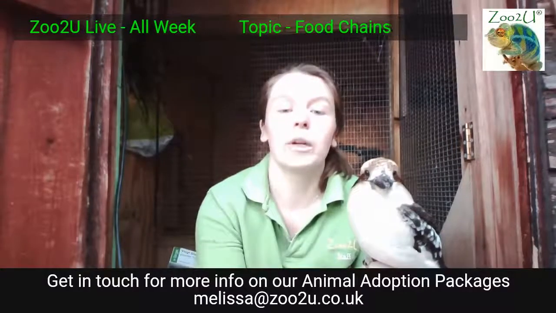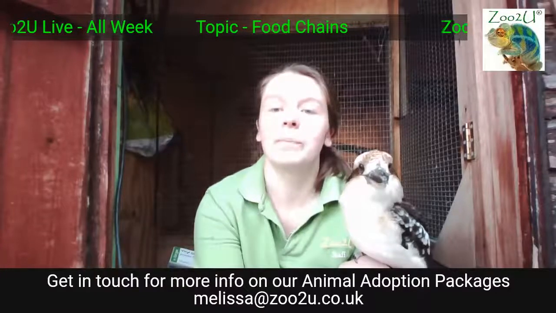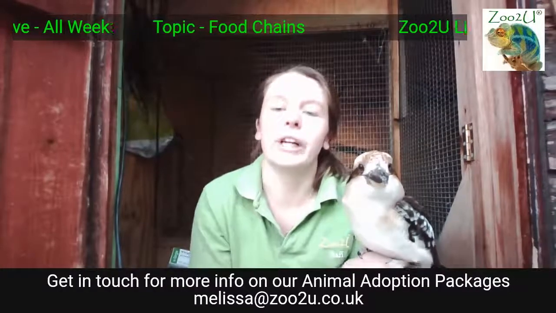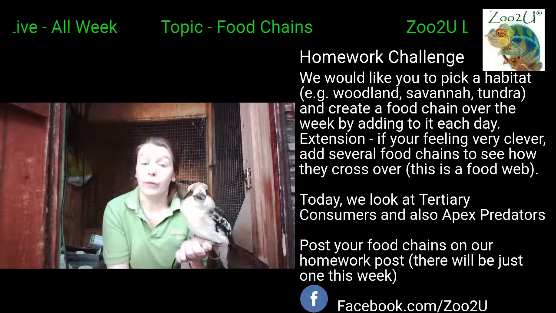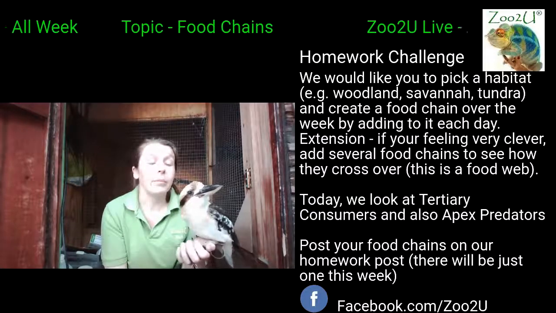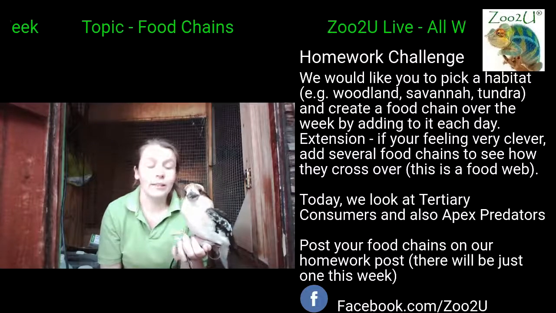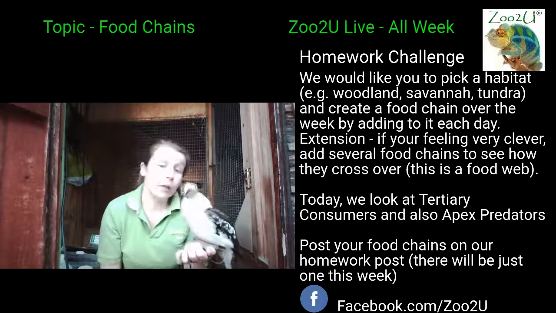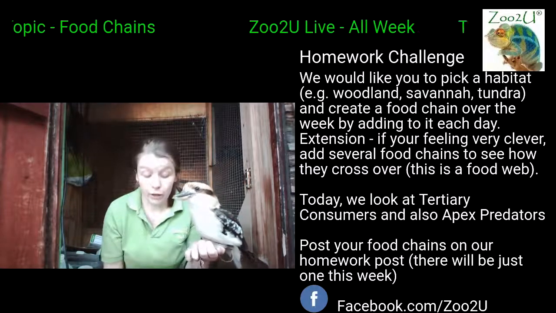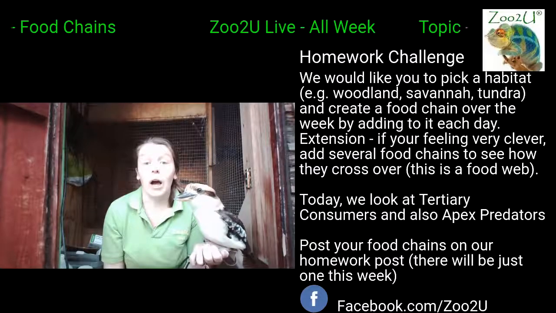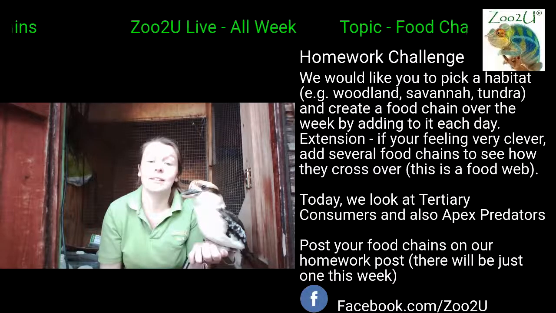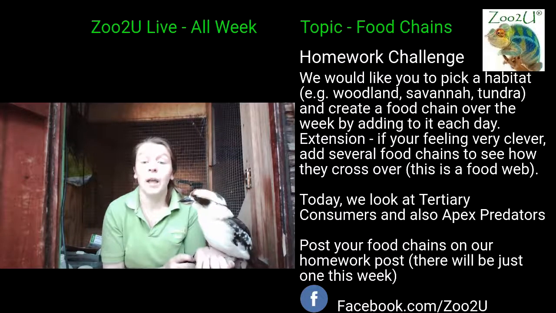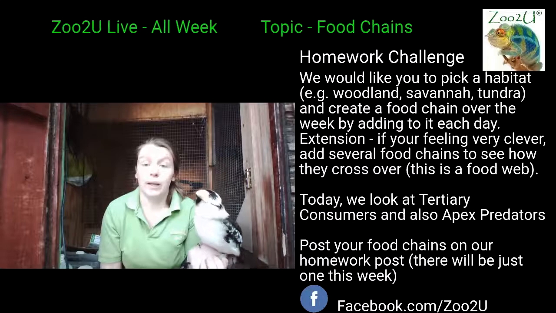So your homework recap. This week we are doing food chains, and we want you to pick your own habitat and create your own food chain. It can be an Australian food chain, which is where Kinta is from, or it can be British, or African. You can use all the videos from the past few weeks to help guide you through your food chain. They're all available on our YouTube page.